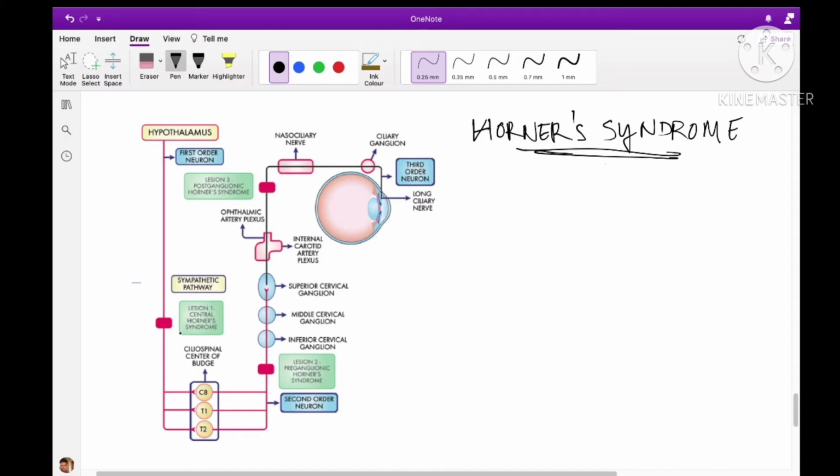So, first lesion is in the first order neuron. Let us first look at the lesion in the first order neuron. The first order neuron is from the posterior hypothalamus to the ciliospinal bulge. I'll just mention one or two more common conditions. So, first one, it can be a brain stem lesion.